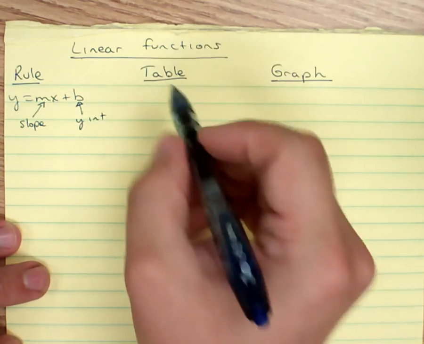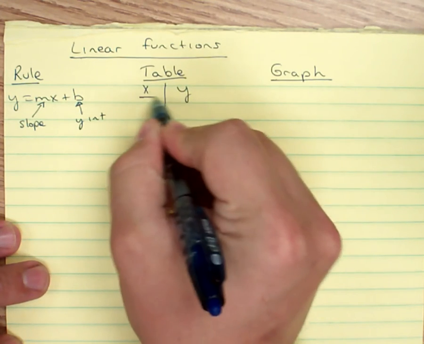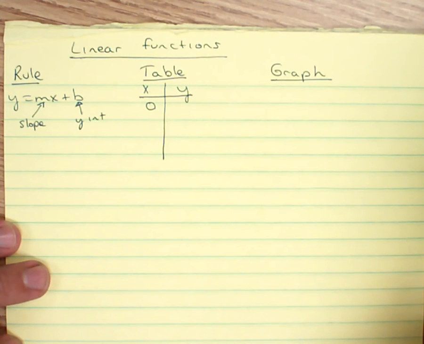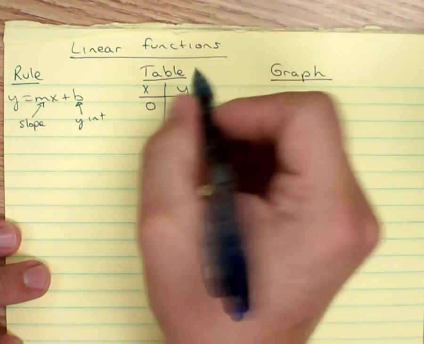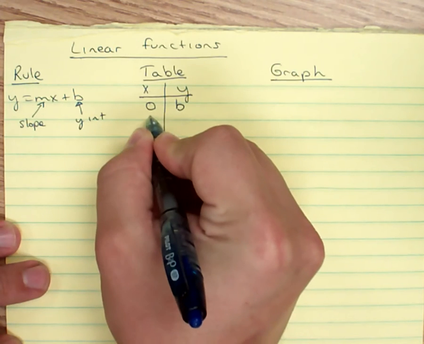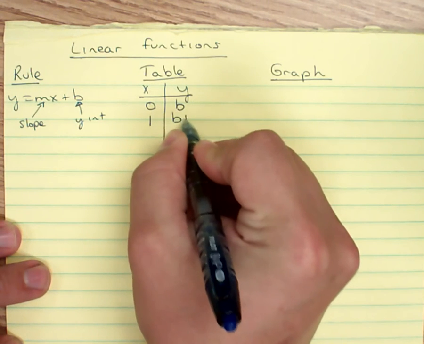In a table, we have x and y. When x is 0, what is y? It's b. What is the y-intercept? b. So when x is 1, what do we add? Plus m. We add the slope, so b plus m.